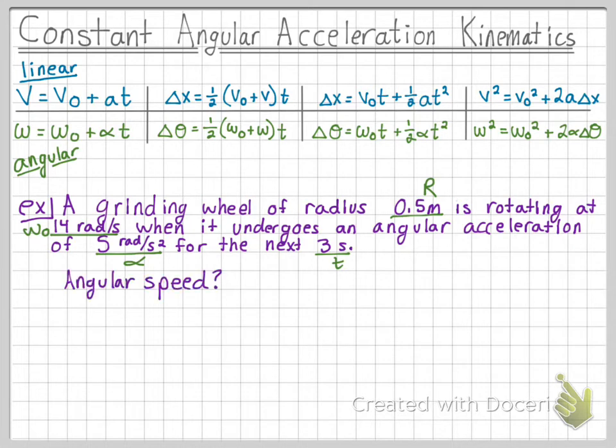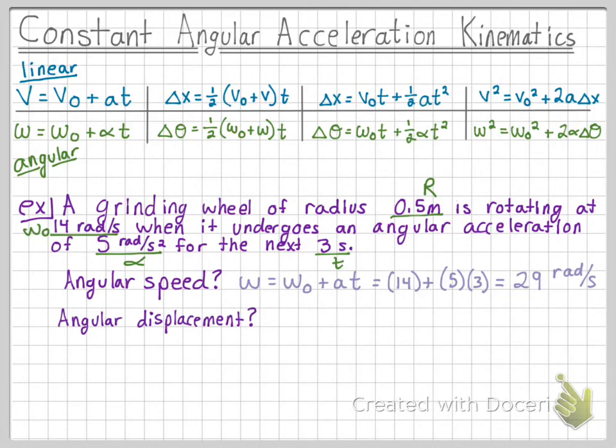At first, we are going to be looking for angular speed. So we can use this equation here and put in our knowns from above, and we see that the final angular speed is 29 radians per second. Next, we want to find the angular displacement. So we can use this equation. When we plug in our known variables, we see that the angular displacement is 64.5 radians over this time.